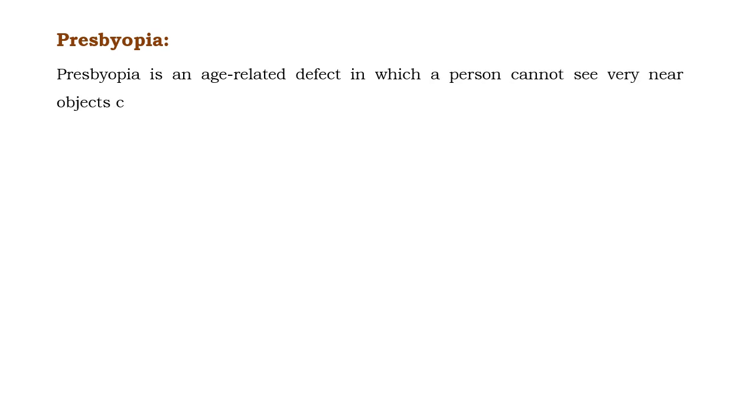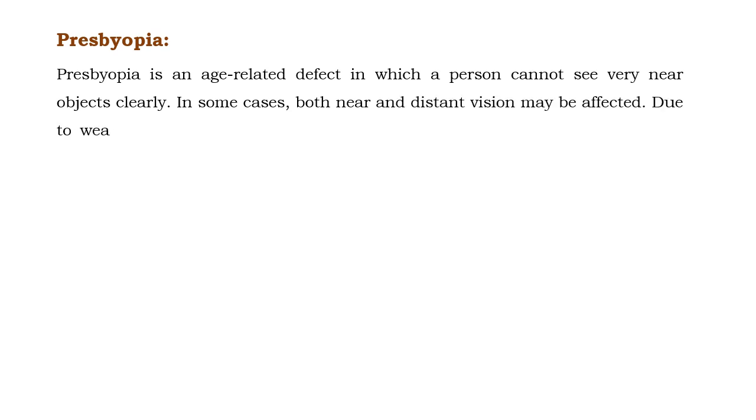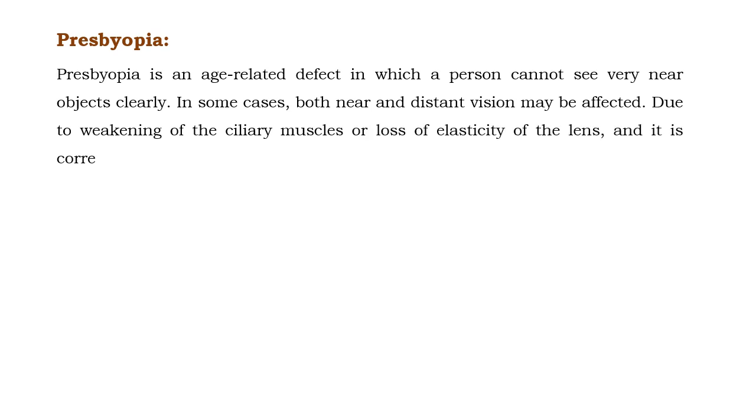Presbyopia. Presbyopia is an age-related defect in which a person cannot see very near objects clearly. In some cases, both near and distant vision may be affected due to weakening of the ciliary muscles or loss of elasticity of the lens, and it is corrected by using bifocal lenses.